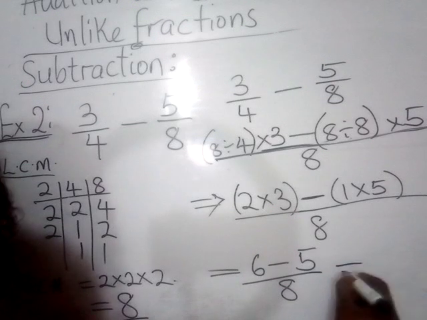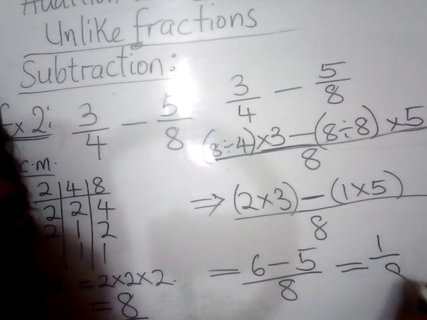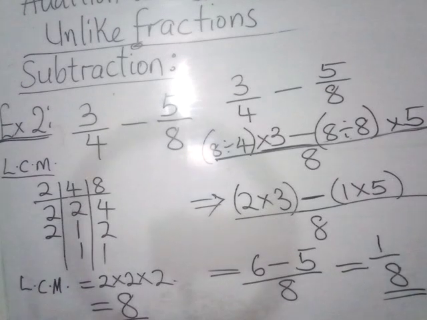So what do you have? 6 minus 5 is what? 1 over 8. So that's our final answer. 1/8 is the final answer. So let me just quickly do a recap.